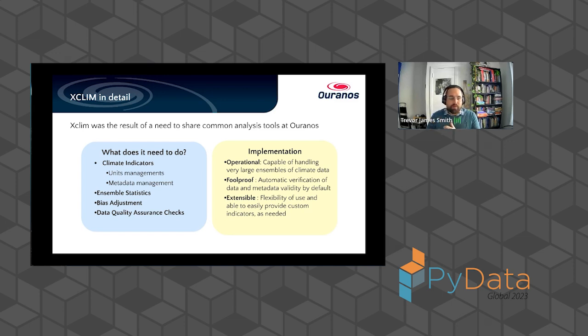There's the concerns about units management. So if we're working with temperature data that's in Kelvin versus Fahrenheit, that's something that we need to think about. Ensuring that the metadata is correct is really important for us. And then dealing with things like ensemble statistics for large ensembles of models. Every model has bias, so we need to figure out how to deal with that. And then we wanted to make sure that there were data quality assurance checks in addition to that. So in our implementation, we were aiming for something that was operational, foolproof, and able to be built upon.